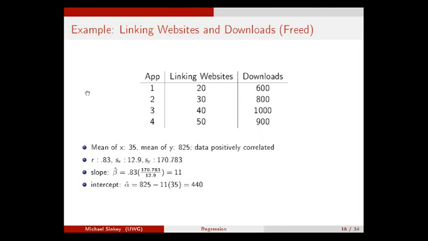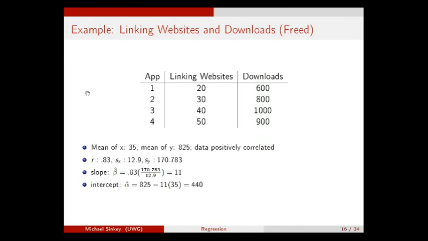So let's go over an example of a regression model. And here what we're going to look at is the number of linking websites to, say, some software that you want to download, and the number of downloads. So the more linking websites you have, the more downloads you have, the data are going to be positively correlated. Okay, so we have these 4 data points, not very many to test a hypothesis, and we want to first form a line. How do we do that?